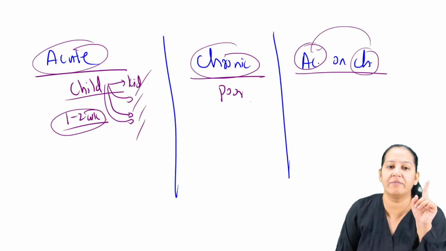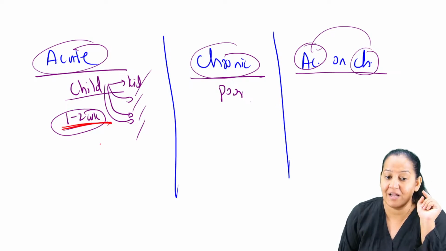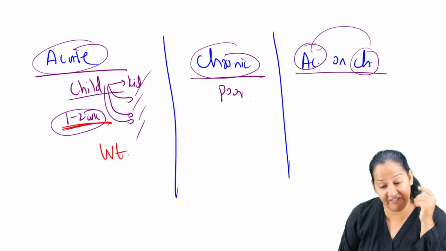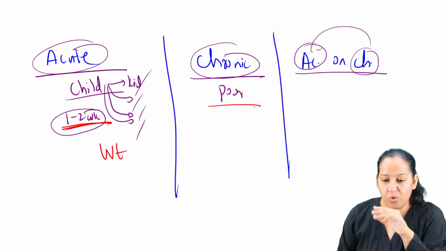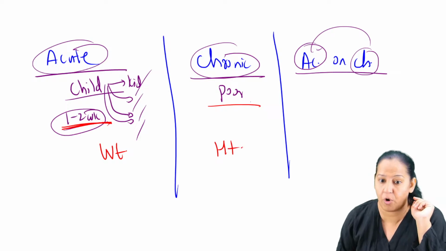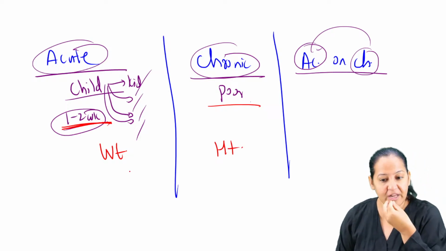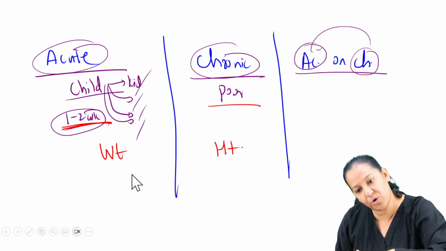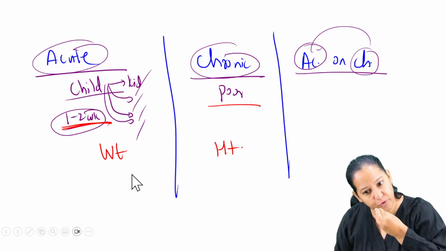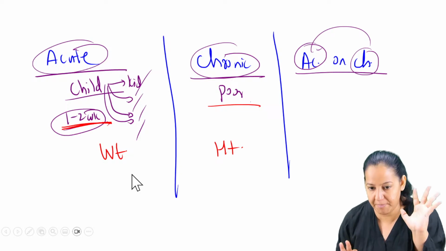Now, if you don't give food for 1-2 weeks, the weight will fall. Height will not fall. But chronically, if you don't give food to the child, the height will not gain. If acutely you don't give food to the child, the weight will fall. Chronically, from childhood only, if you don't give good food to the child, the height gain will not be good. You got my point? Please understand.